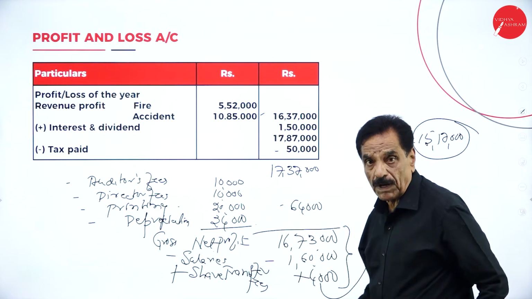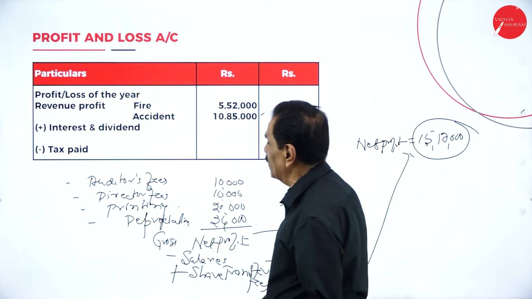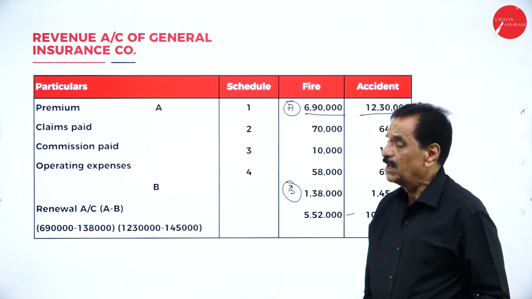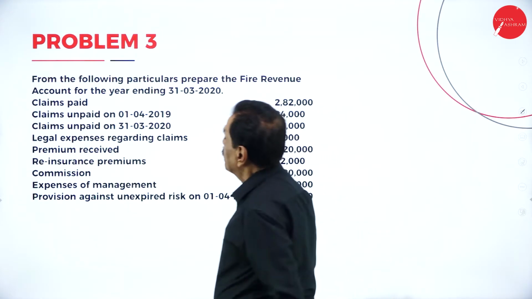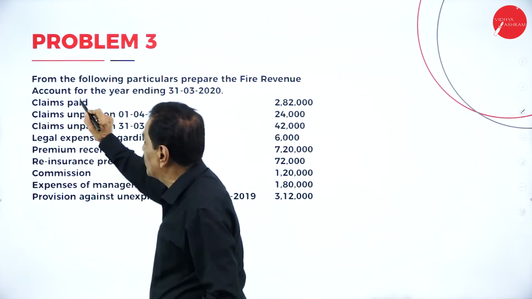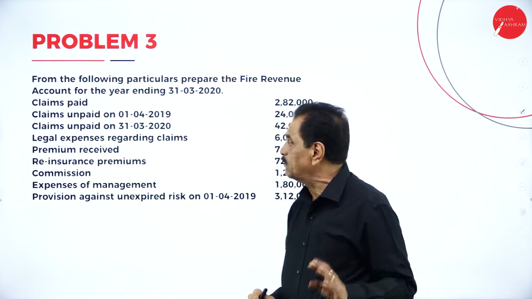If they ask only for the profit and loss account, do this. If they ask for the revenue account, it will stop here only. So we'll move on to the next problem. From the following particulars, prepare the fire revenue account only. They have not asked for the profit and loss account.